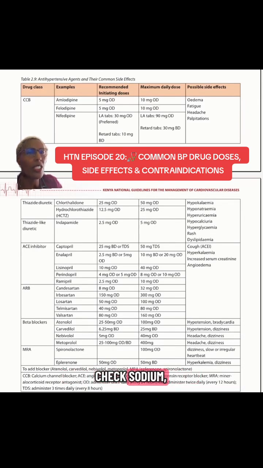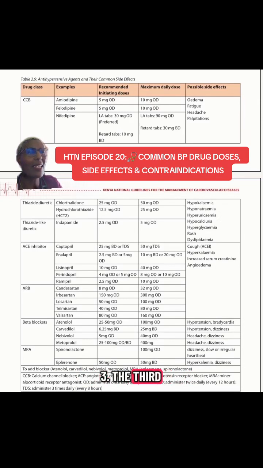You need to check your sodium, your potassium, and in case you see hyponatremia or hypokalemia, you may need to stop your thiazide diuretics. So contraindication, thiazides should not be used in patients with gout, patients also with severe hyponatremia, obviously in severe kidney failure.